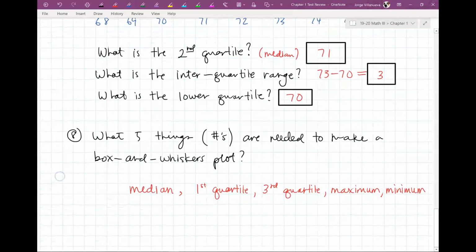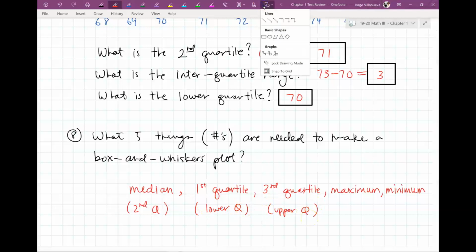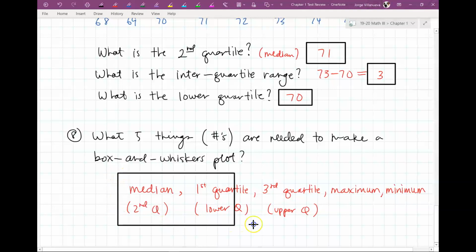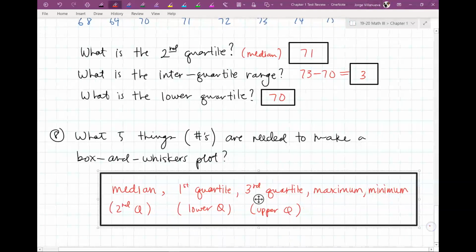Okay, now remember guys, the median, they may call it the second quartile. The first quartile, they may call it the lower quartile. Third quartile, they might call it the upper quartile. So I'm gonna list that right here: second Q. This might be the lower Q, and this might be the upper Q. I don't know how they're gonna list them because I forgot what they listed them as. So just make sure you know that those have different names. Again, that's probably something good to write on your 3x5 little cheat sheet.